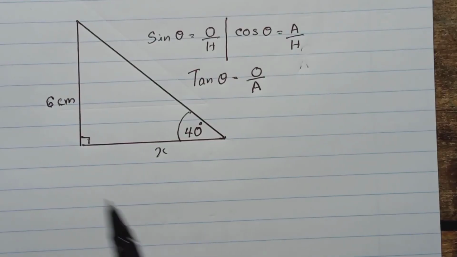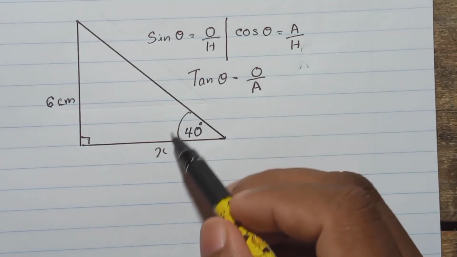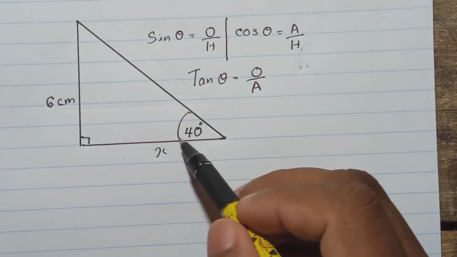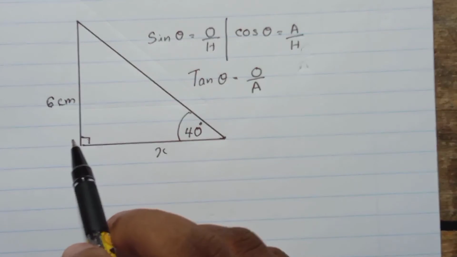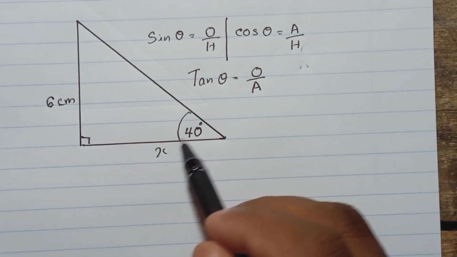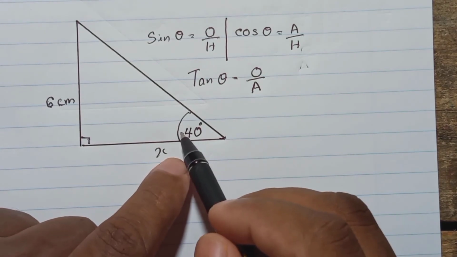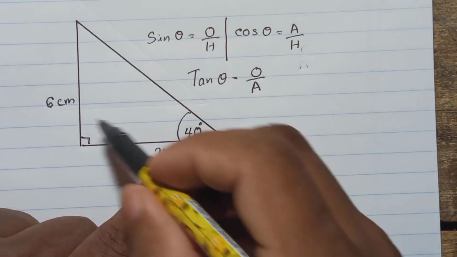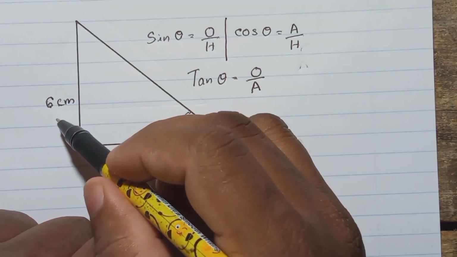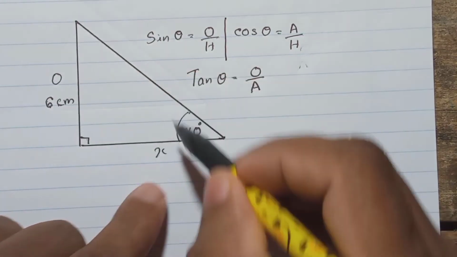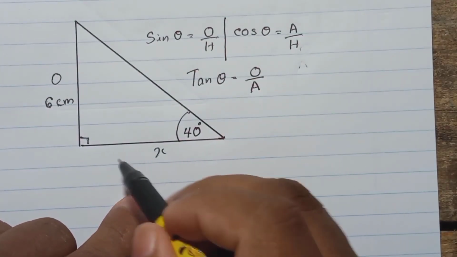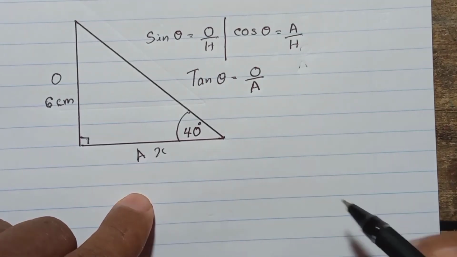Okay, now think about this question we need to do. Again, we start with the angle. Here we have the 40 degree angle, other than the 90 degree. According to this angle, what are the sides we have? This one has the data they gave, that means opposite. What is the side we need to find? That is adjacent. So I will put A.